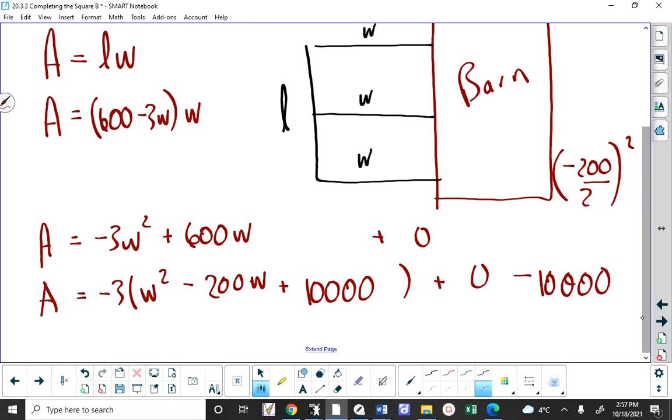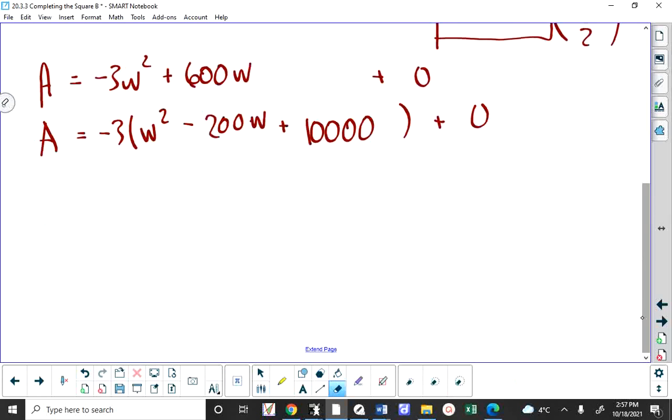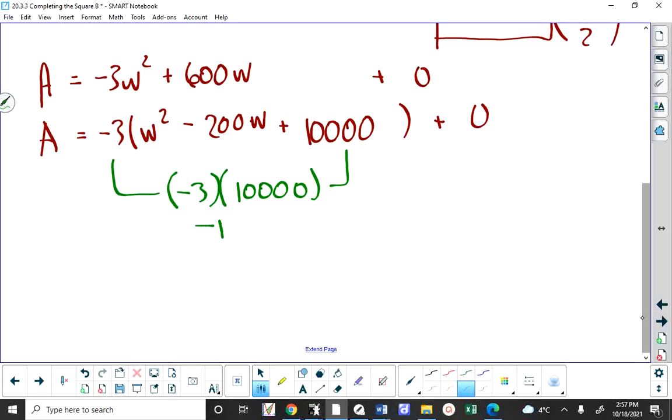Nope. Very common mistake to forget to multiply by that thing that you factored out. Right? And I mean really common. Be careful about that. What we've really done, since negative 3 times the number we wrote in is negative 10,000, we've really added negative 10,000 to the right side. So to undo that, we're going to add positive 10,000. Or we've subtracted 10,000, so we're going to add 10,000.